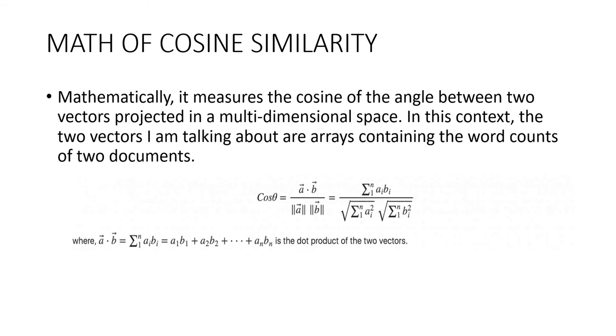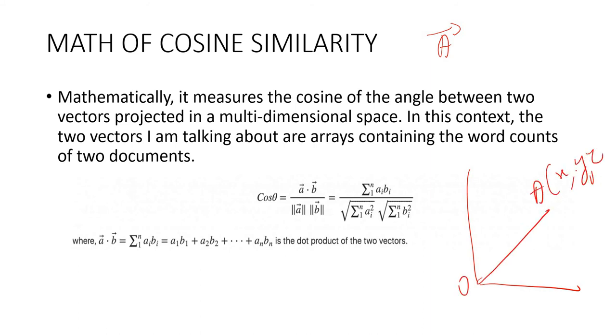This is the math behind cosine similarity. I already discussed cos theta is equal to a dot b divided by modulus of a into modulus of b. When we use it, take any vector, say vector OA. If its coordinates are x, y, z, OA can be represented as xi plus yj plus zk. This is vector A. In the same way, vector B can also be represented.